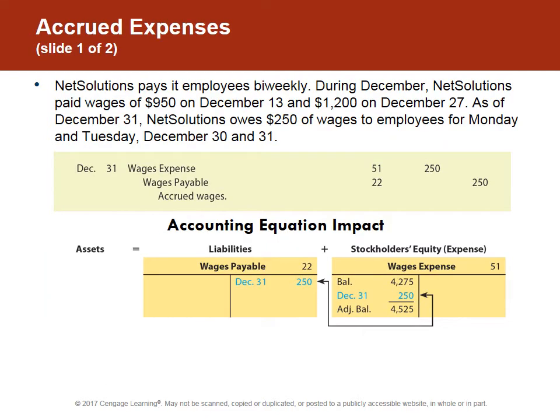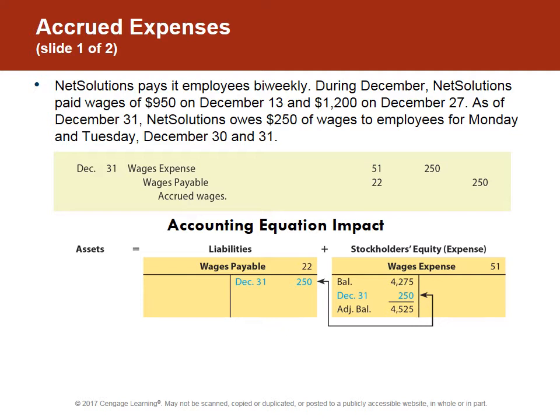Let's move to an accrued expense. In this example, we're talking about wage expense. This company pays its employees biweekly. That means every other week, every other Friday. That happens with many companies. It says during December, Net Solutions paid wages on December 13th and December 27th. Okay, the year ends on December 31st. And Net Solutions owes $250 worth of wages.